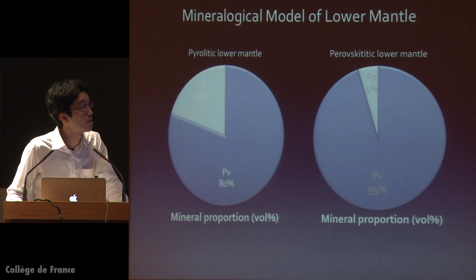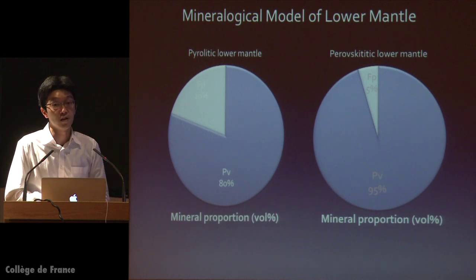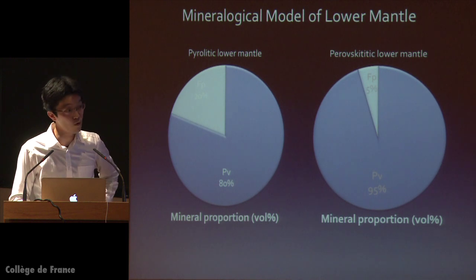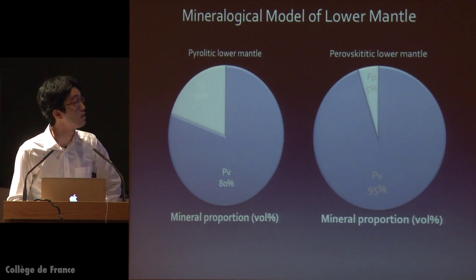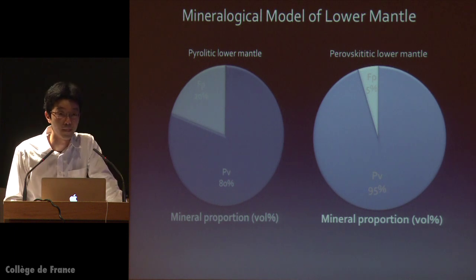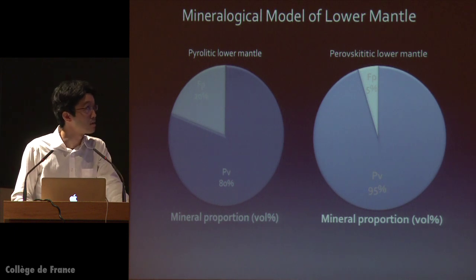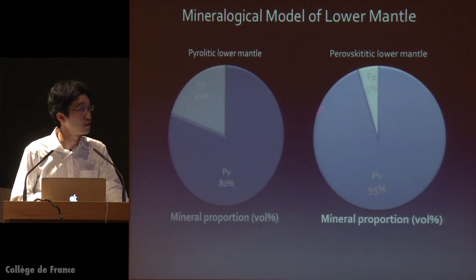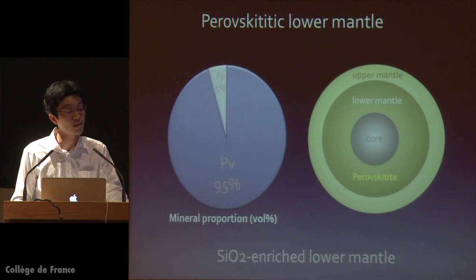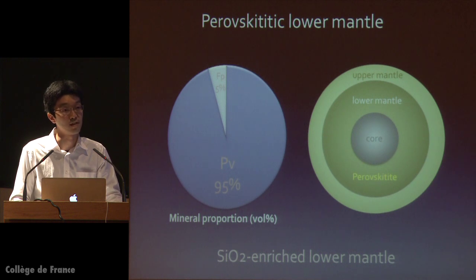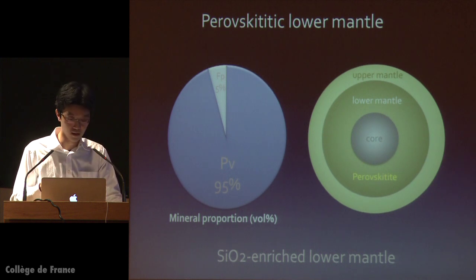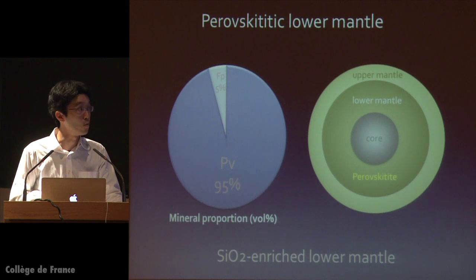To summarize our modeling, the result indicates that the conventional peridotitic lower mantle model is not compatible with the PREM, and strongly suggests that the lower mantle is dominated by the perovskite. Since the upper mantle is believed to have a peridotitic chemical composition, as I mentioned before, the perovskitic lower mantle is silica-rich in comparison with the upper mantle, implying a chemical stratification between the upper and lower mantle.